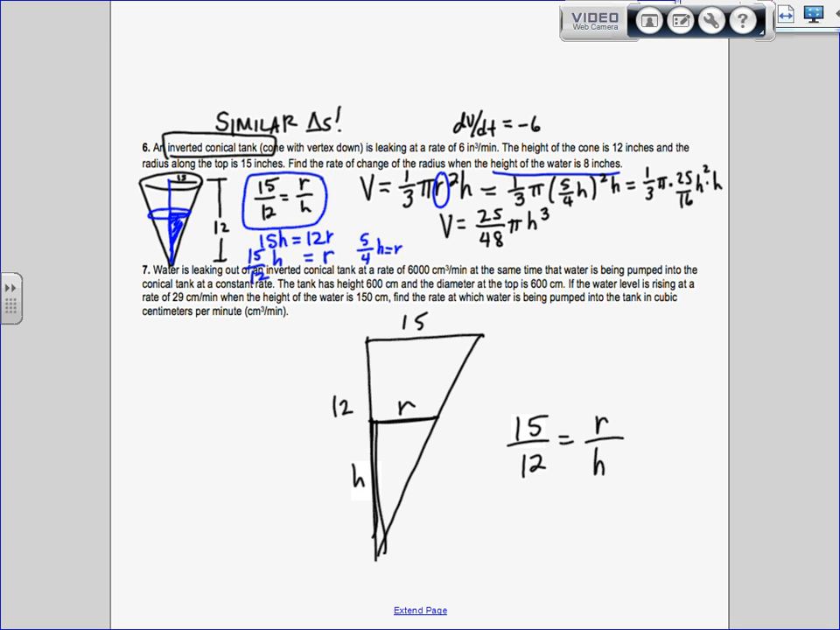Yeah, it's much easier. So dV over dt then is, I'm just going to leave the 25 over 48 out front. And then I'm going to say times pi, well, I'll do 3, so I'll put the pi with it. And then I'm going to do 3h squared dh over dt.